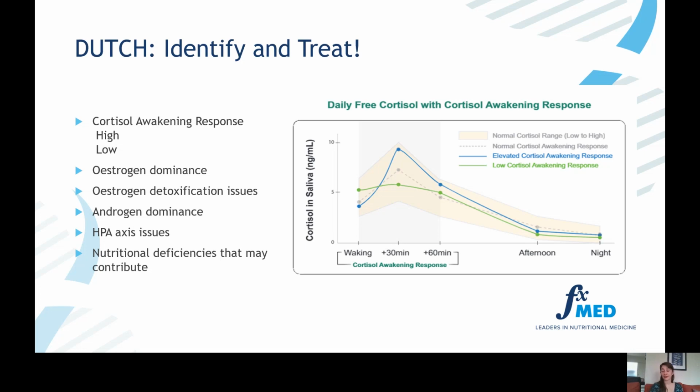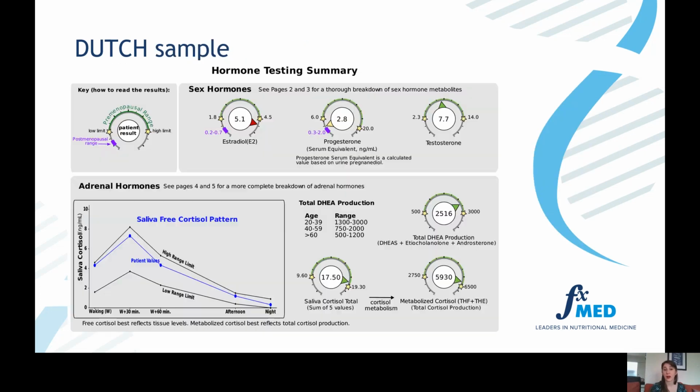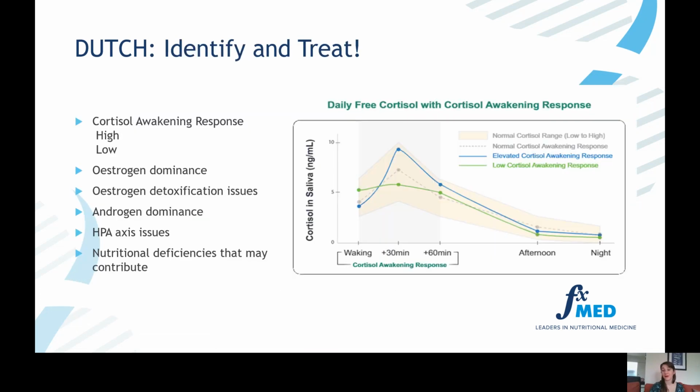Other things we can identify: estrogen dominance. So going back to the first page here, estrogen dominance definitely could be something going on with this person, because we see that their estrogen is above range and their progesterone is below range. So the relative amount of those shows a strong dominance in estrogen. We could identify that.